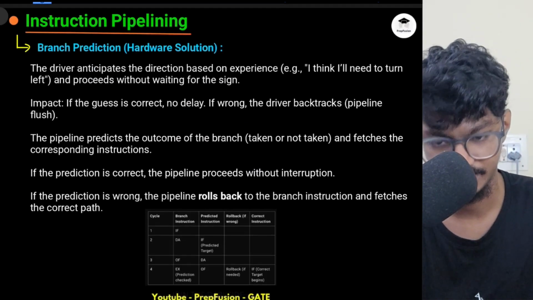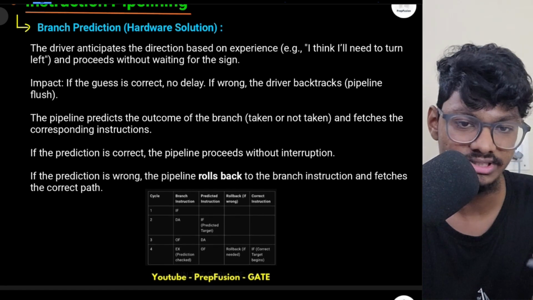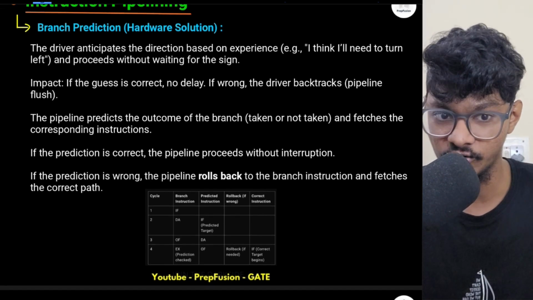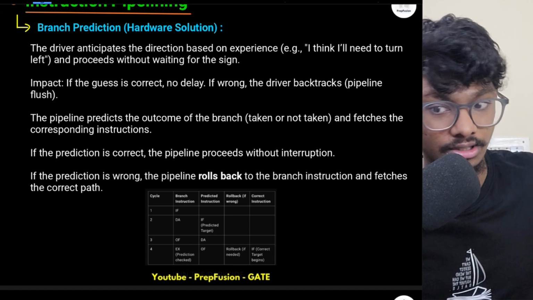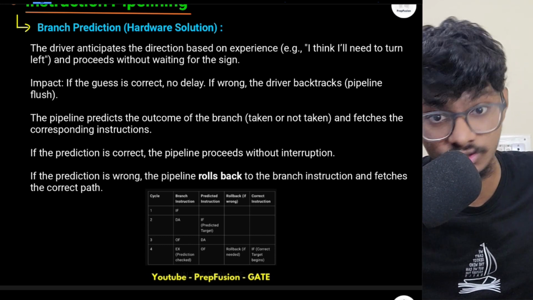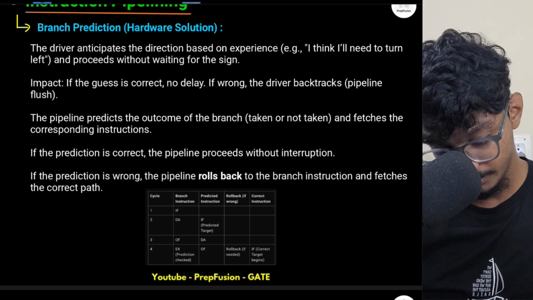So another way to do it is branch prediction. Although this is very difficult, I have told you that if I know beforehand that 50% of the time I will take the branch, then I have shown you the example that execution time gets reduced. So we can implement this hardware solution.